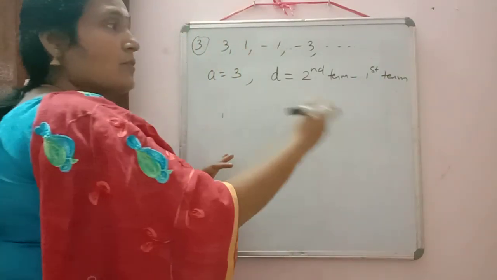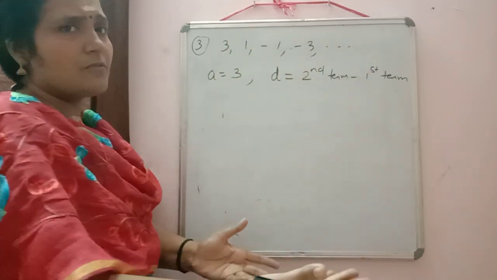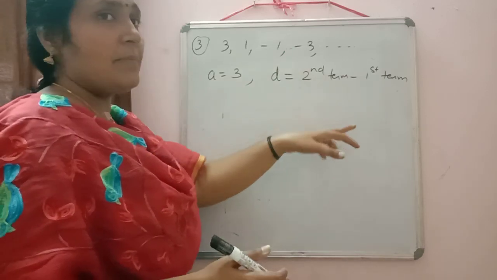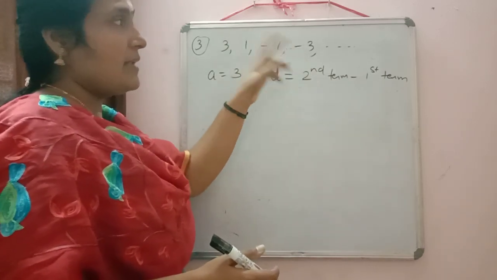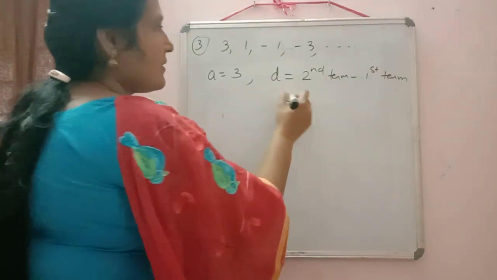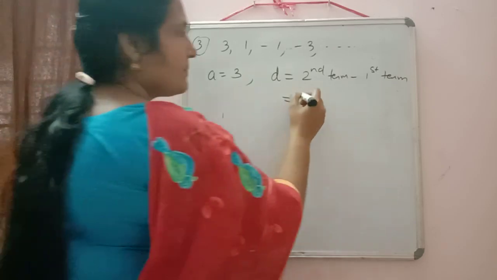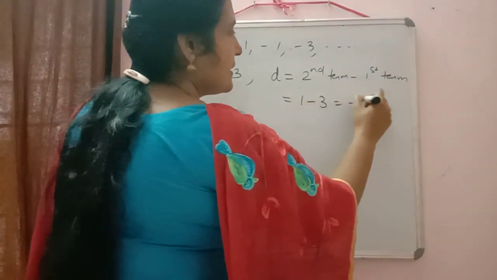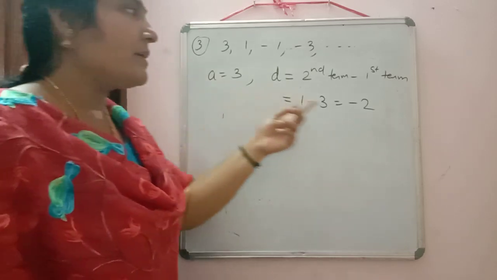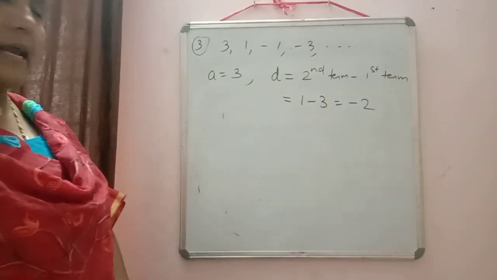Not necessary that you have to do second term minus first term. Which one is easy for you to do the subtraction? You can use that one. Just a difference of the previous term. Second minus first, not first minus second. So second term minus first term. 1 minus 3 is equal to minus 2. So the first term is 3 and common difference is equal to minus 2. That much only we have to write down.